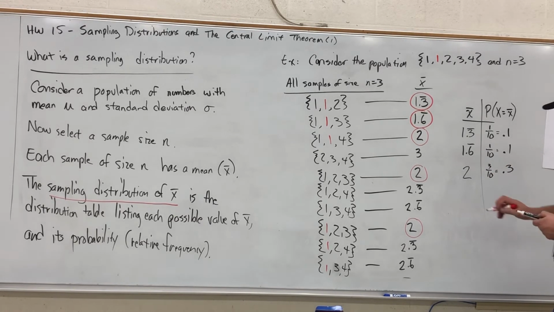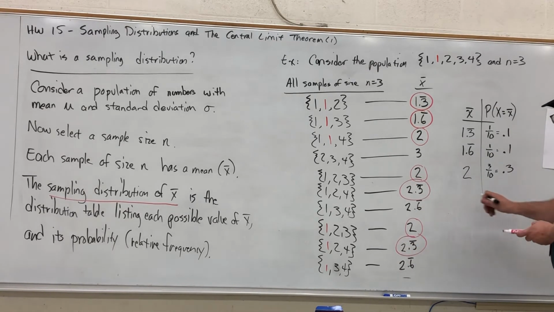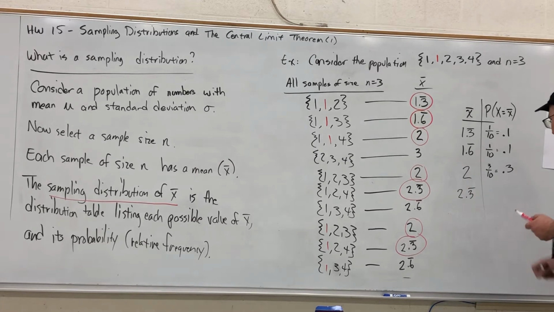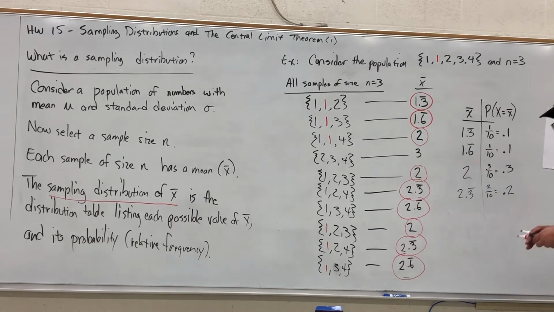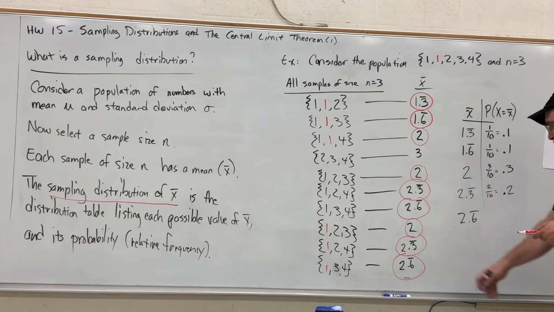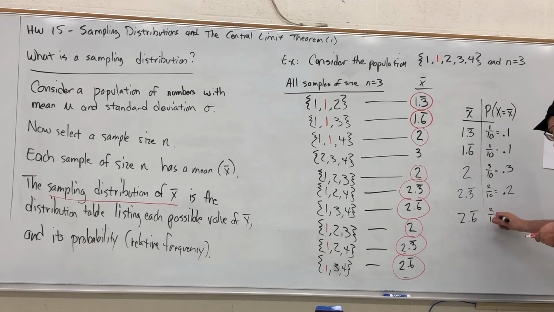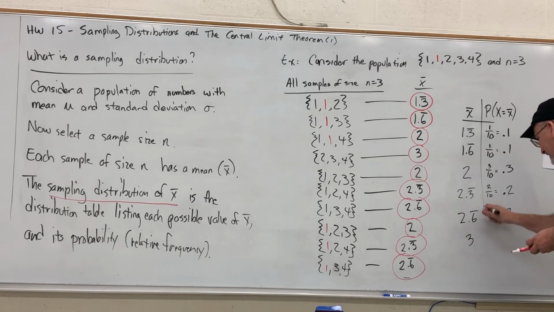The next lowest value is 2.3 repeating, which shows up twice. So 2.3 repeating shows up 2 out of 10 times, so its probability is 0.2. And then 2.6 shows up twice, so the probability of getting a sample mean of 2.6 is 2 out of 10, or 0.2. And the only other one left is 3. And out of the 10 x bars, only one of them is 3.